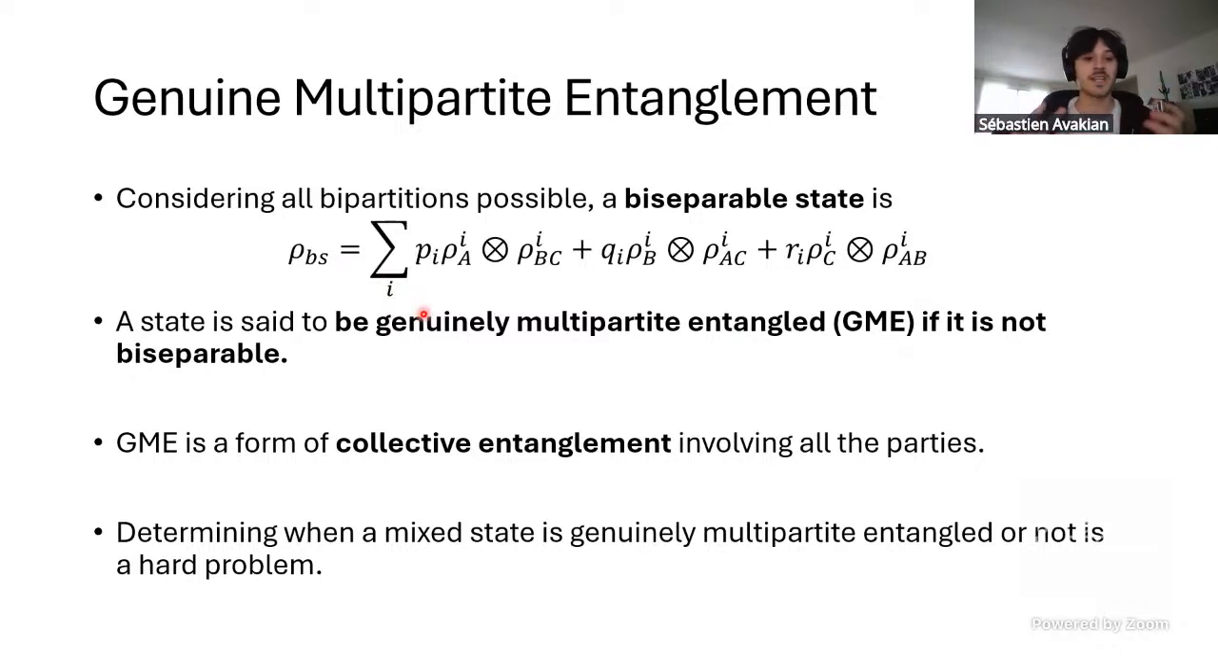So in some sense, it's a collective form of entanglement that requires all of the parties to participate in some fashion. Now, determining if a state is entangled or not, in general, is a very hard problem, especially if it's mixed. So determining if a state is of this form is a rather tricky task.